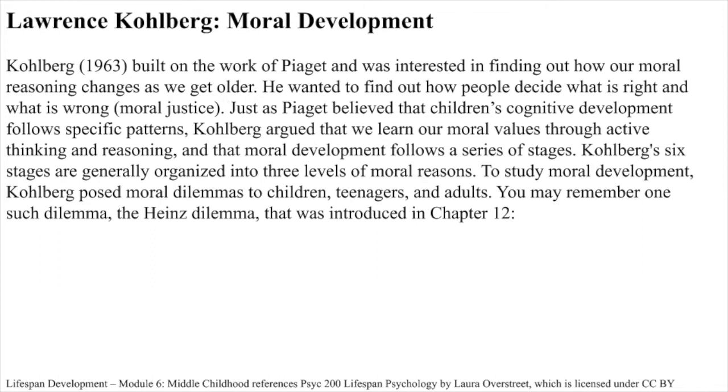Kohlberg's 6 stages are generally organized into 3 levels of moral reasons. To study moral development, Kohlberg proposed moral dilemmas to children, teenagers, and adults. You may remember one such dilemma, the Heinz Dilemma, that was introduced in Chapter 12.